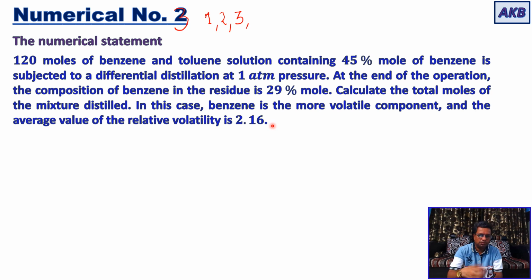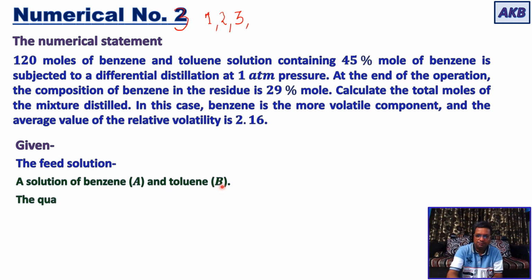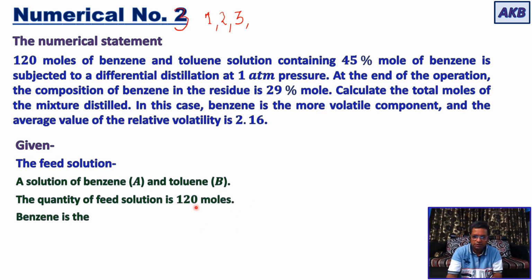Okay, so now let us first, as usual, note down the given things. What information is given to us? First, you have the feed solution. What is the feed solution? It is a solution of benzene and toluene. Let us call benzene as A and then toluene as B. Then quantity of feed solution is given to us. It is 120 moles.